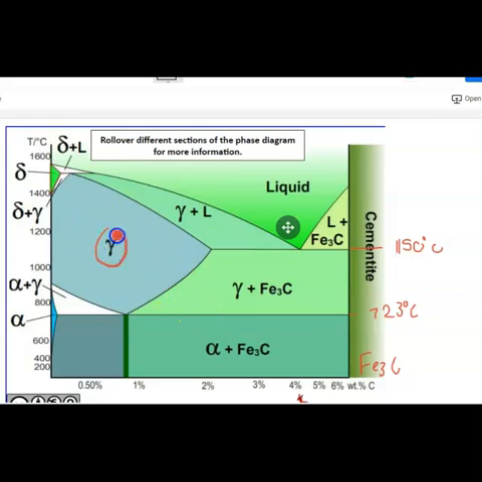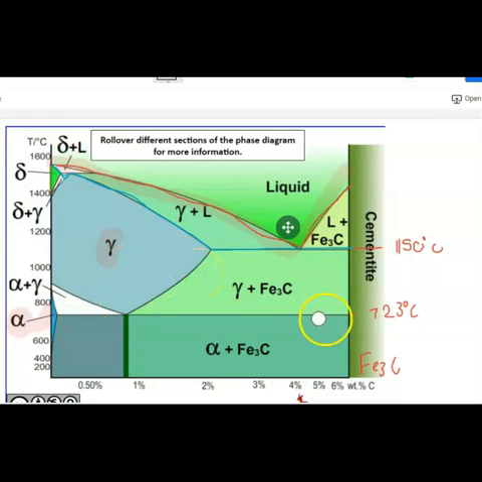Now, how do I find out what these regions are? First, let me highlight this. You need to know this is alpha. You need to know this is gamma. This line here is known as the liquidus line, because above this line everything is liquid. Then we got a blue line. This line is known as the solidus line, because everything below that line is solid.